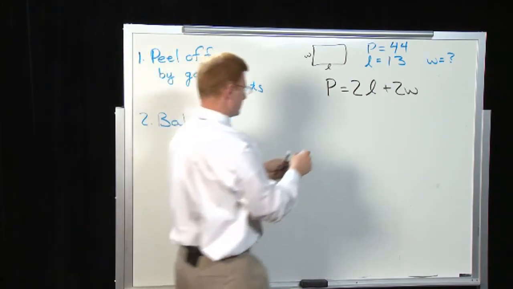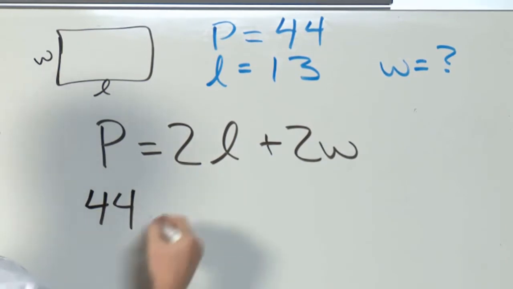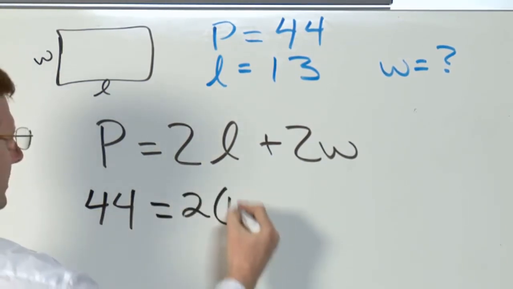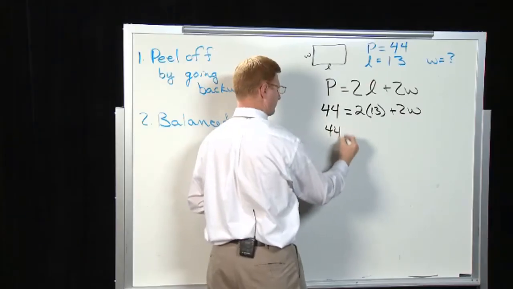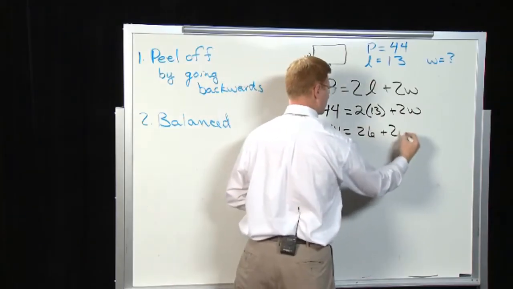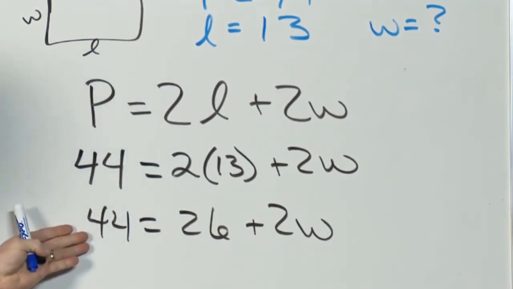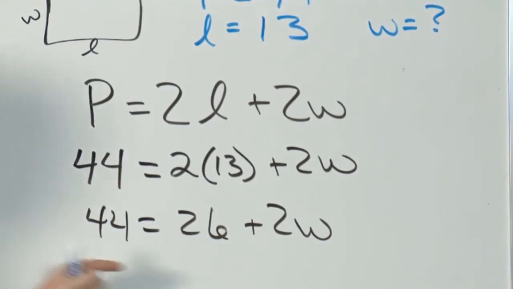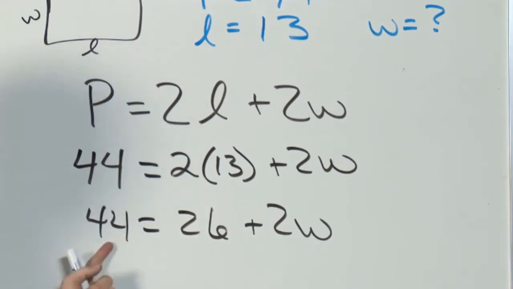Well, you can stick these in right now. So you have 44 equals 2 times 13 plus 2 times w. That means we have 44 equals 26 plus 2w. Now what we've just got here is one of those equations that we can solve without very much problem at all. We have 2w plus 26 equals 44.